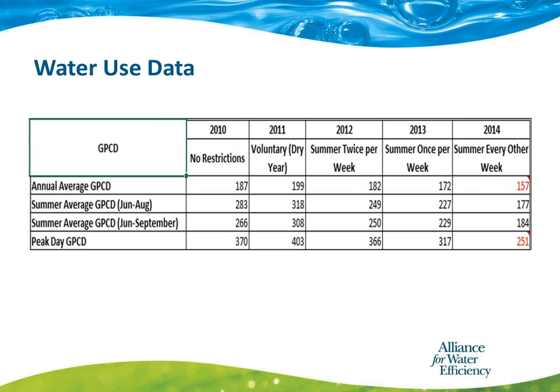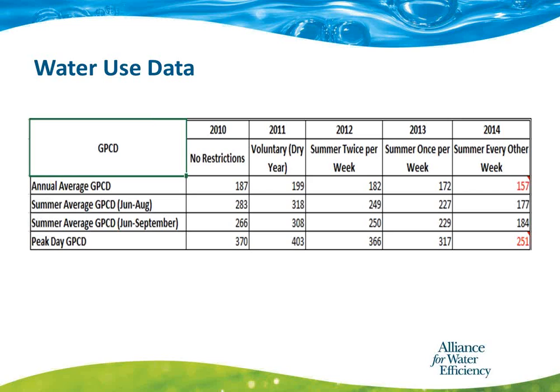But as you read through the chart, it gives you your annual average gallons per capita per day for each year, summer average June through August, and then a summer average June through September, and what the peak day demands have been in regards to gallons per capita per day. And you can see that our outdoor watering made tremendous reductions. The outdoor watering restrictions made tremendous reductions in the amount of water we were having to deliver to our communities.